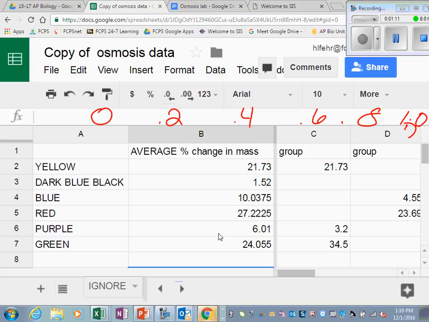What did you do with those baggies? And we're looking at the baggies right now. What did you do with the baggies? You put them in what? In distilled water. So, how can you figure out which solution is which?